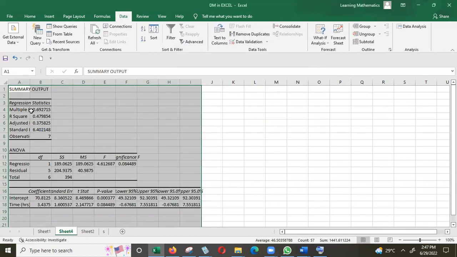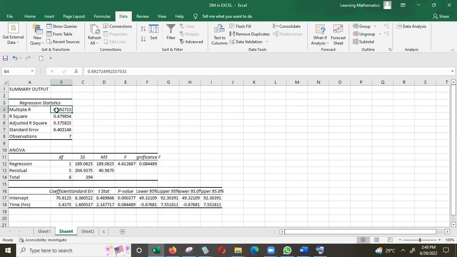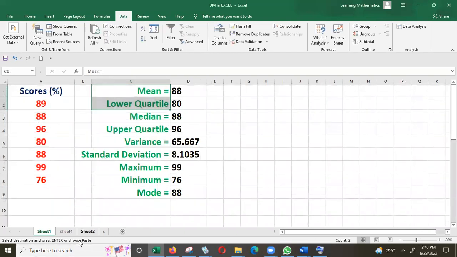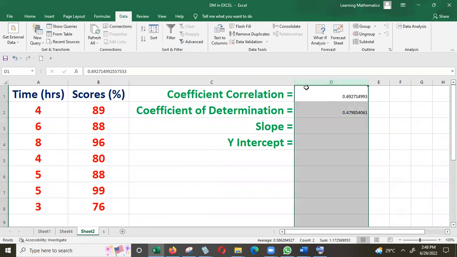As you can see here, Excel has given us the coefficient of determination and the R, which means the correlation coefficient. The symbol Excel uses for the correlation coefficient is the capital R, and for the coefficient of determination it is R squared. So we can just highlight these two values, copy, and paste here. Here we have our correlation coefficient R and the coefficient of determination.